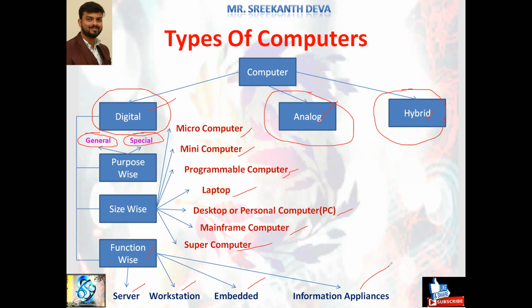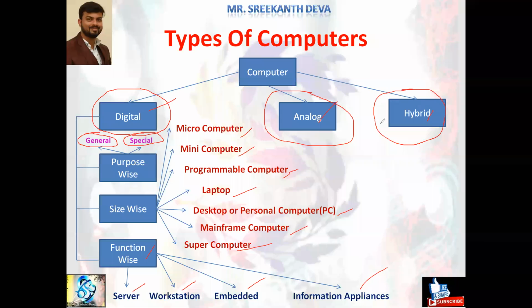Majorly, computers are categorized into digital computers, analog computers, and hybrid computers. Digital computers work completely on discontinuous or discrete data, always represented in binary language, zeros and ones. Analog computers work on continuous data. Generally they measure pressure, temperature, speed, working continuously, for example analog clocks.